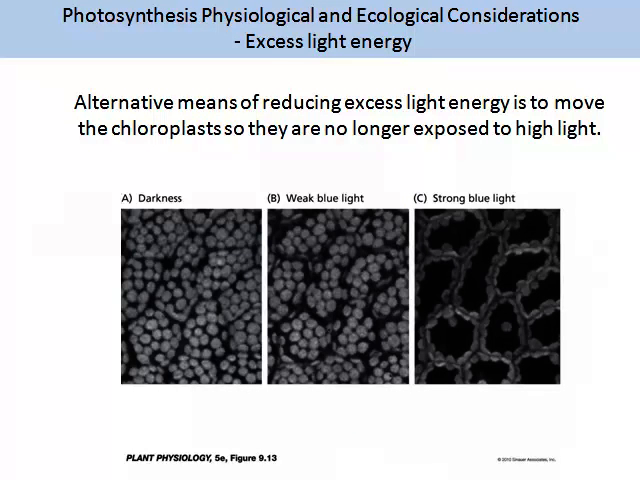An alternative method for reducing excess light energy is to move the chloroplasts so that they are no longer in contact with this excess energy, and therefore they are not exposed to damage. In the experiment you can see images of chloroplasts that have evolved under darkness, weak blue light and strong blue light, and you can actually see these moving here.